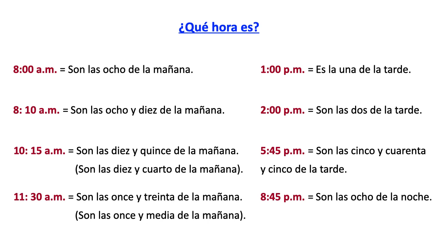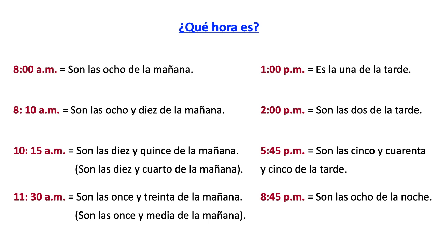How about 11:30 a.m.? So we use exactly the same model, right? But we just change the numbers. Instead of 10 for 10, we say 11 for 11. Instead of 15 for 15, we say 30 for 30. And it's still a.m., so it's still de la mañana, right? Son las 11:30 de la mañana. That means it's 11:30 in the morning. Okay? Just like in English, there's an alternative way to say this. When it's right in the middle, you can say 11:30 or 11 and a half, which means exactly that.